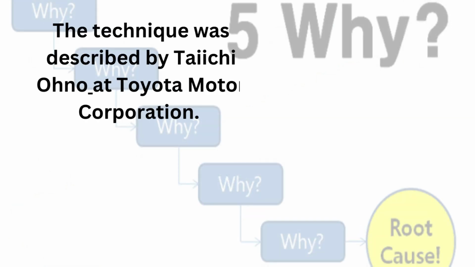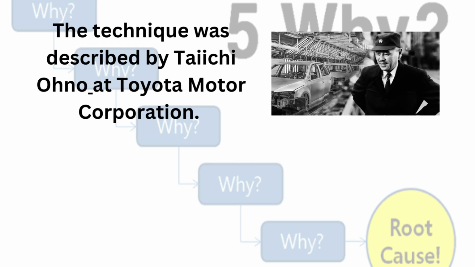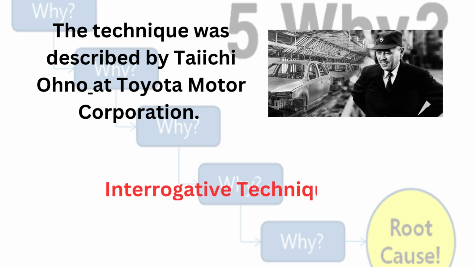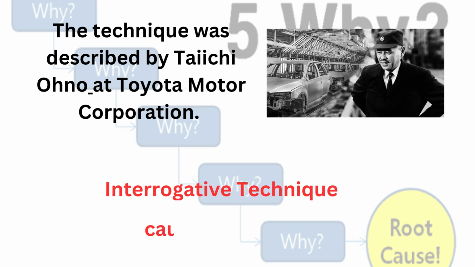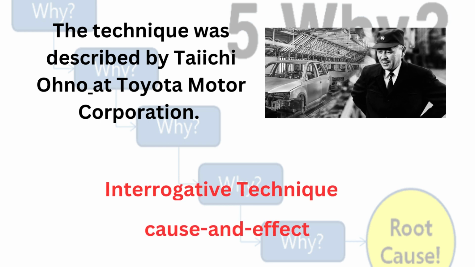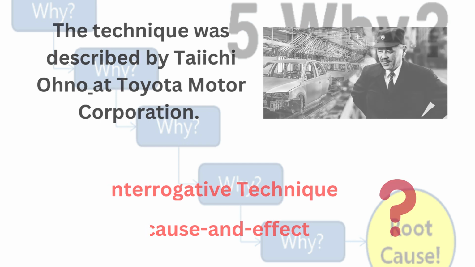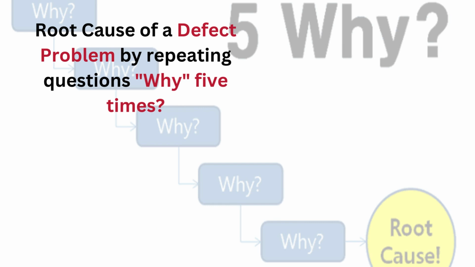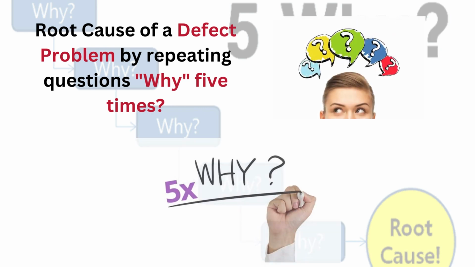The technique was described by Taiichi Ohno at Toyota Motor Corporation. 5 whys is an iterative interrogative technique used to explore the cause and effect relationships underlying a particular problem. The primary goal of the technique is to determine the root cause of a defect or problem by repeating the question, why? 5 times.